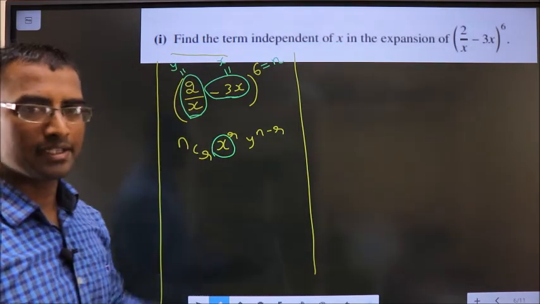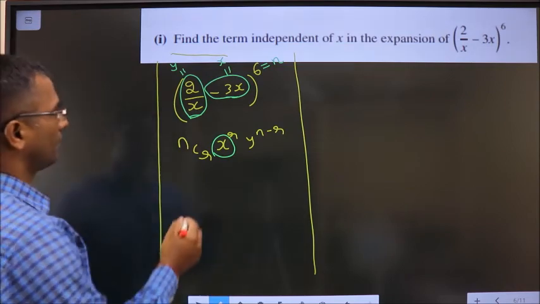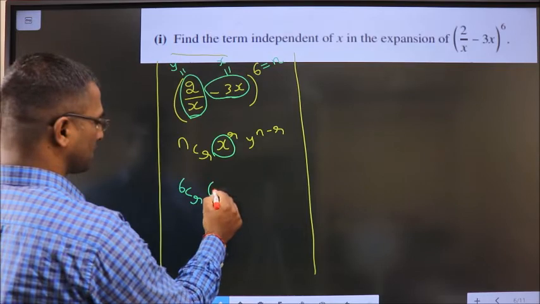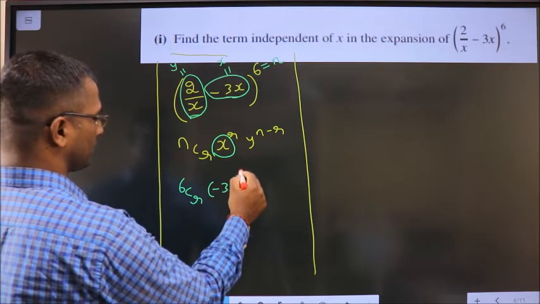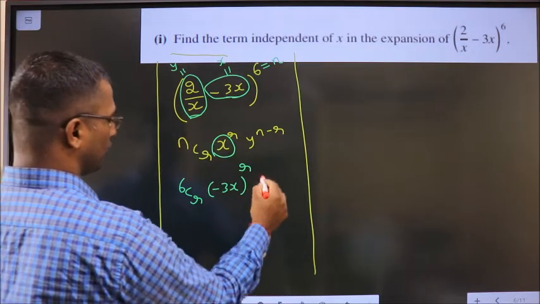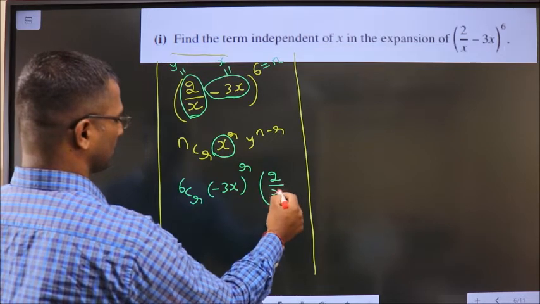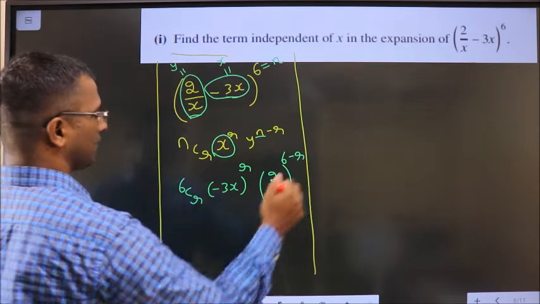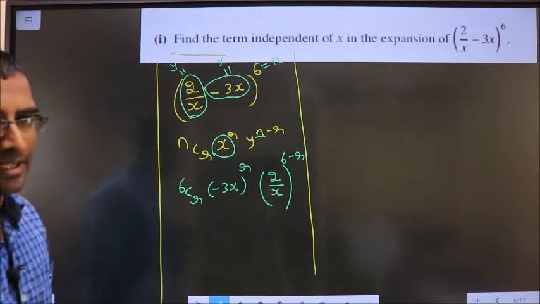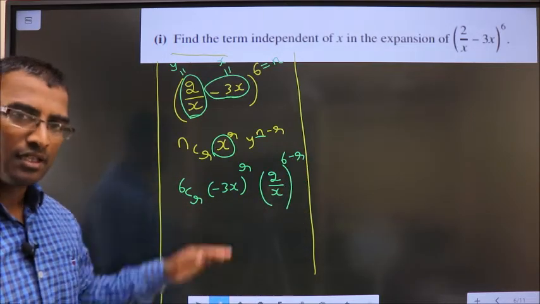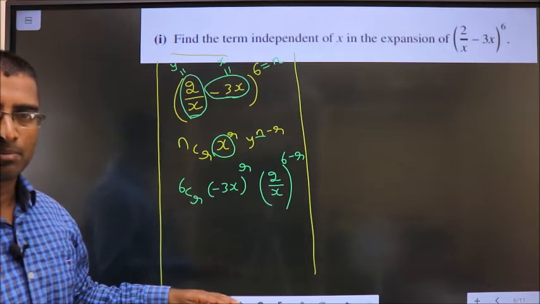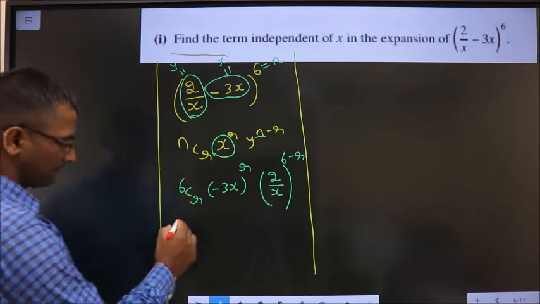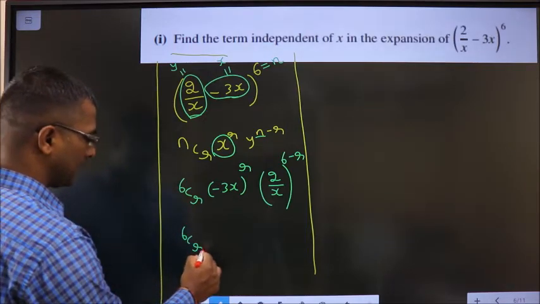Now replace in the general term. So this will become 6Cr, in place of x, −3x, and in place of y, 2/x. n is 6 and the letter r will remain like that only. Next, simplify this to the maximum possible extent. And how do we simplify? See, 6Cr will remain like that.